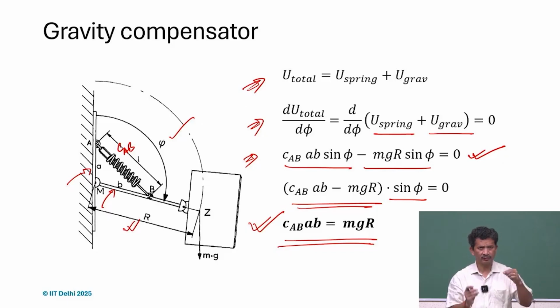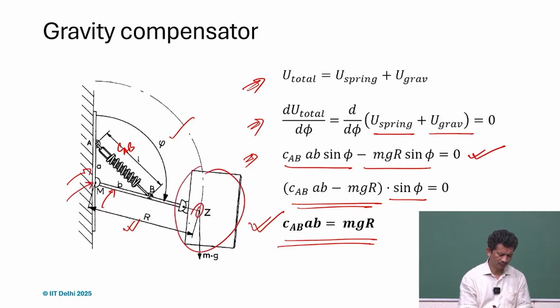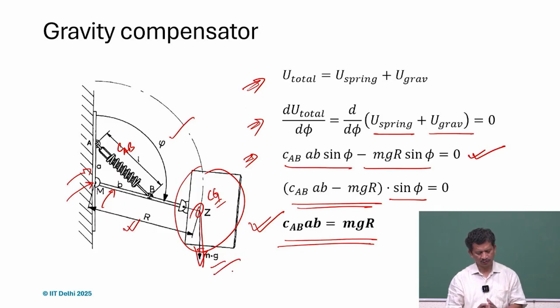Of course, R is from M to the CG of the body. So it should be the CG, and this is the weight. So I think this can be tried and can be used in many applications, and we can get a very useful mechanism.